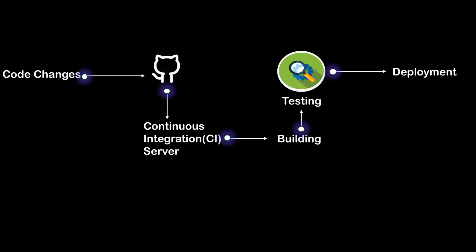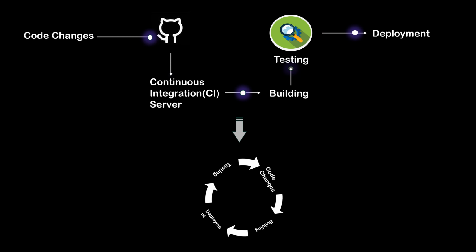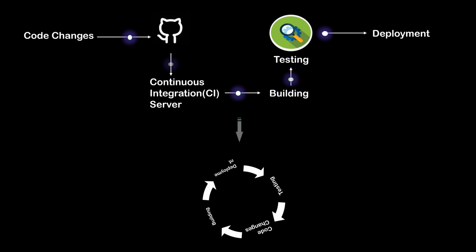DevOps has broken the wall between these two teams, but how will DevOps make a difference? DevOps automates the repetitive tasks. In the software development process, there are various tasks that need to be performed regularly on a loop, but before DevOps, these tasks used to be performed manually, which is very error prone and time consuming. Some of the tasks are code changes, building, testing, and deployment.